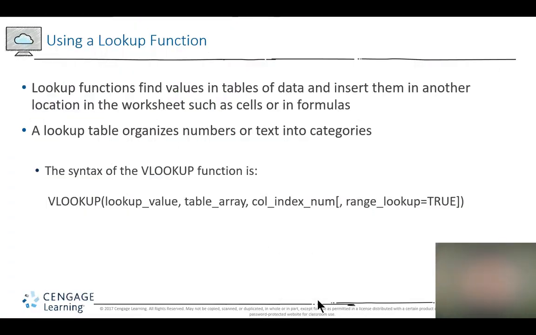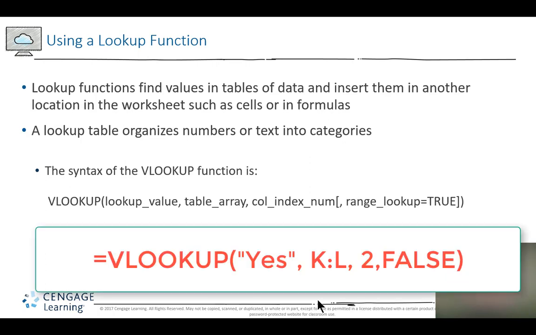Using lookup functions. An exact match lookup is when the lookup value must match one of the comparison values in the first column of the lookup table. The lookup table organizes numbers or text into categories. So the syntax for lookup is as follows: VLOOKUP, whatever the value is, then a reference to the table array, the column index number, and possibly a range lookup.